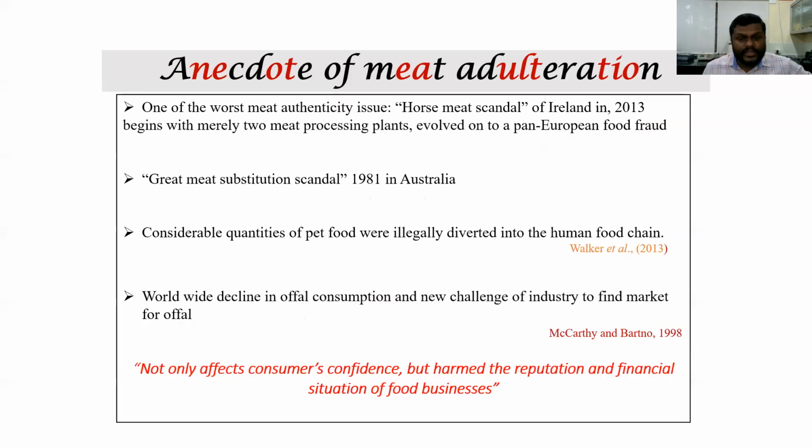Now this is just to give an idea about the meat adulteration issue globally. Not only in India, this is a global issue, because of the horse meat scandal which happened in 2013. That was one thing that opened up the eyes. Even in 1981, we had the Australian great meat substitution scandal. There are a number of issues like the Florida fish scandal. So globally also, meat adulteration is a very big concern.